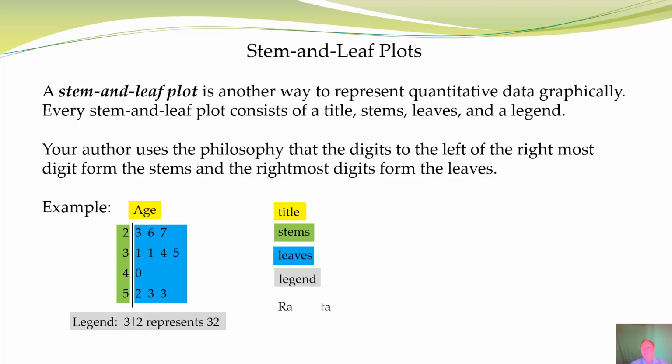Now, the next question you should be asking is, how do you get the raw data from a stem and leaf? Well, if you look at the stem and leaf, what we're going to do is go across the first row. That 2, 3 means 23. The 6 means 26. 7 means 27. Go to row 2. 3, 1 is 31. 3, 1 is 31. 34, 35. Next row would be 40. Bottom row would be 52, 53, 53. And this is how you list the raw data from a stem and leaf plot.